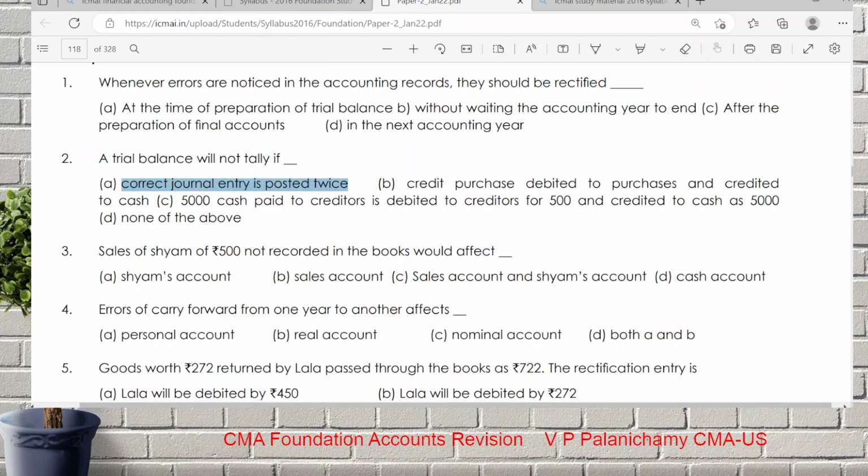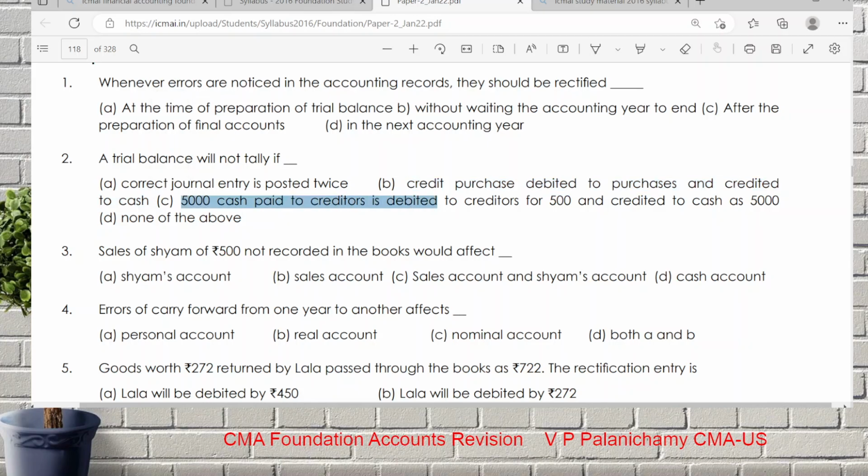Correct journal entry is posted twice na, ரெண்டு வாட்டி டெபிட் பண்ணிருக்கோம், ரெண்டு வாட்டி கிரெடிட்டும் பண்ணிருப்போம். So match ஆயிடும். 2 times debited, 2 times credited. Debit will be equal to credit, no problem. Credit purchases debited to purchases credited to cash, no problem. Anyhow, debit பண்ணியாச்சு, credit பண்ணியாச்சு, tally ஆயிடும்.